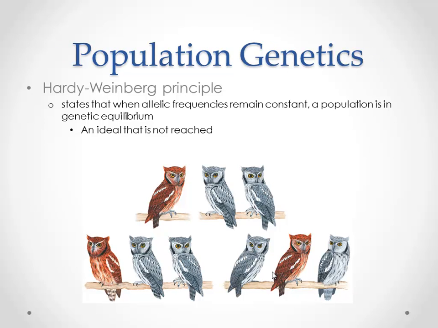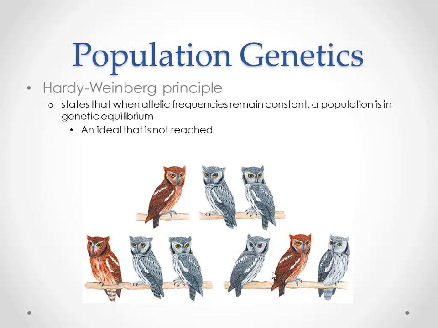Population genetics is how the population should be, what the genetics or the allele combination should be inside of a population. A mathematician back in the early 1900s came up with this. It's called the Hardy-Weinberg principle. The Hardy-Weinberg principle says that when my allele frequencies are constant, the population is in genetic equilibrium, which means that all the genes are equal.